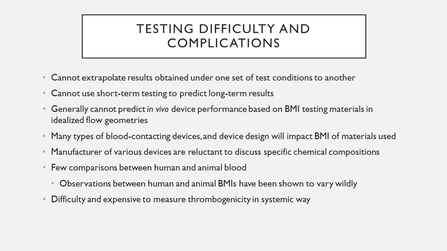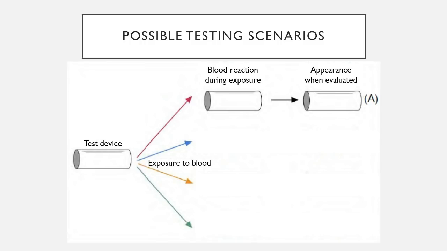Also, it can be very expensive to measure thrombogenicity in a systemic way. So locally it might be one thing, but to measure it on a systemic level requires an entire animal and only one type of device being used in that animal at the time. So incredibly complex. To highlight some of the difficulties, particularly on the last point where we have either a localized versus systemic model that we're trying to look at, I want you to imagine a few different possible testing scenarios and outcomes of a single test.